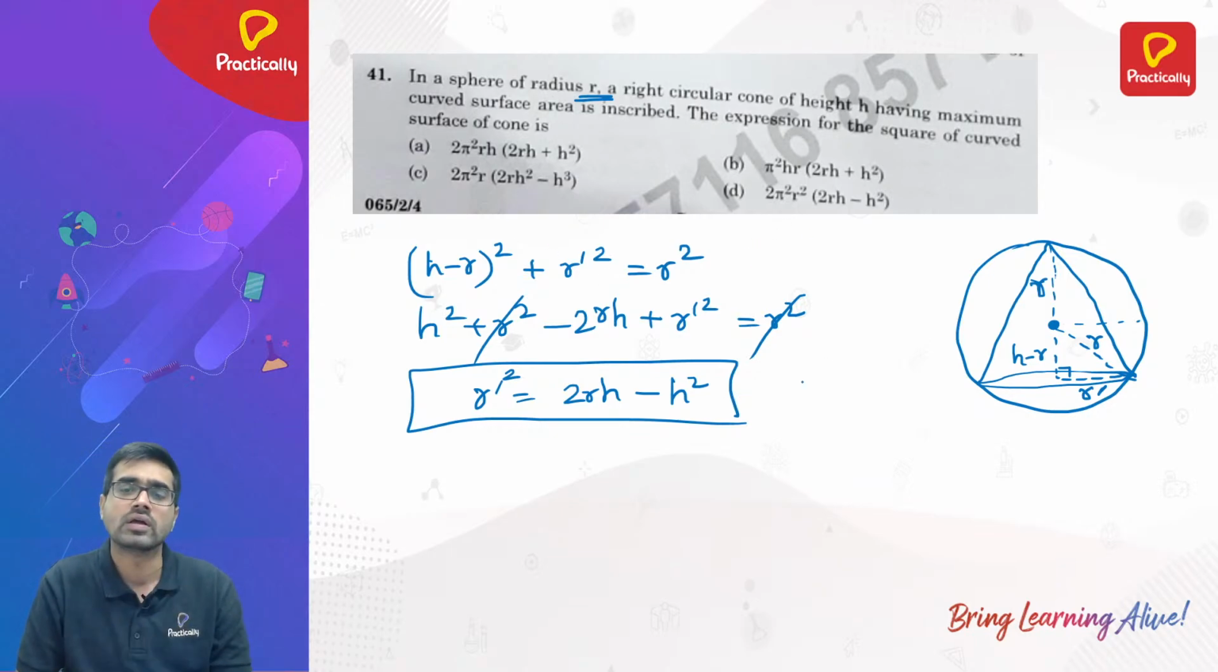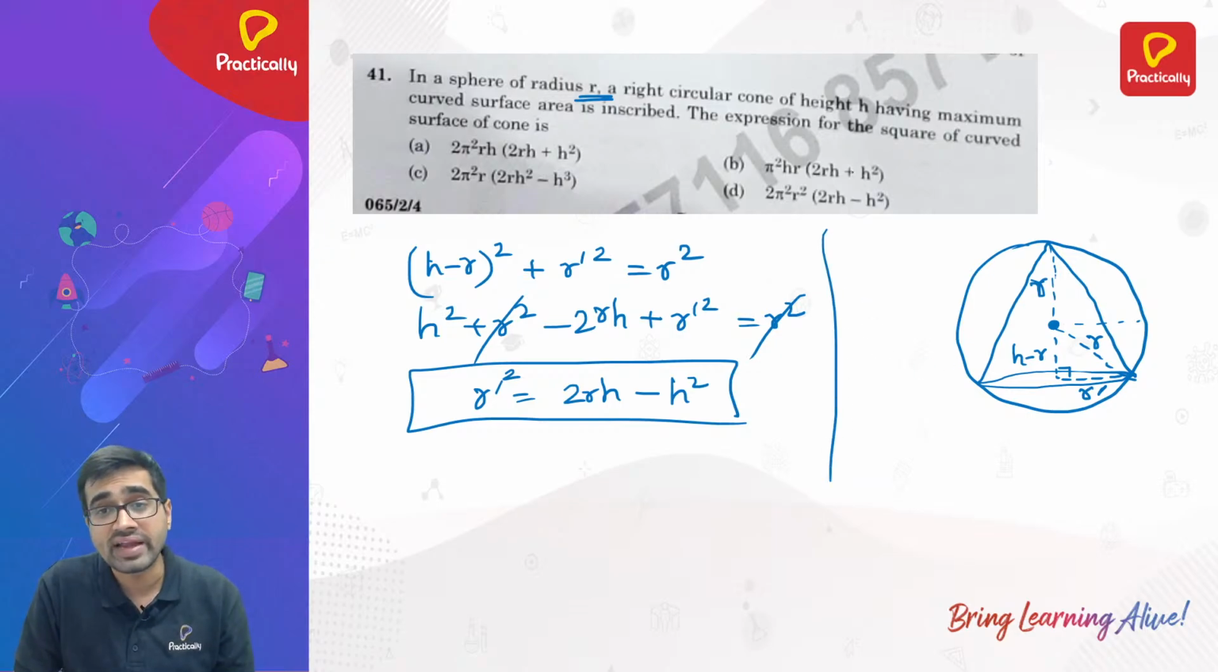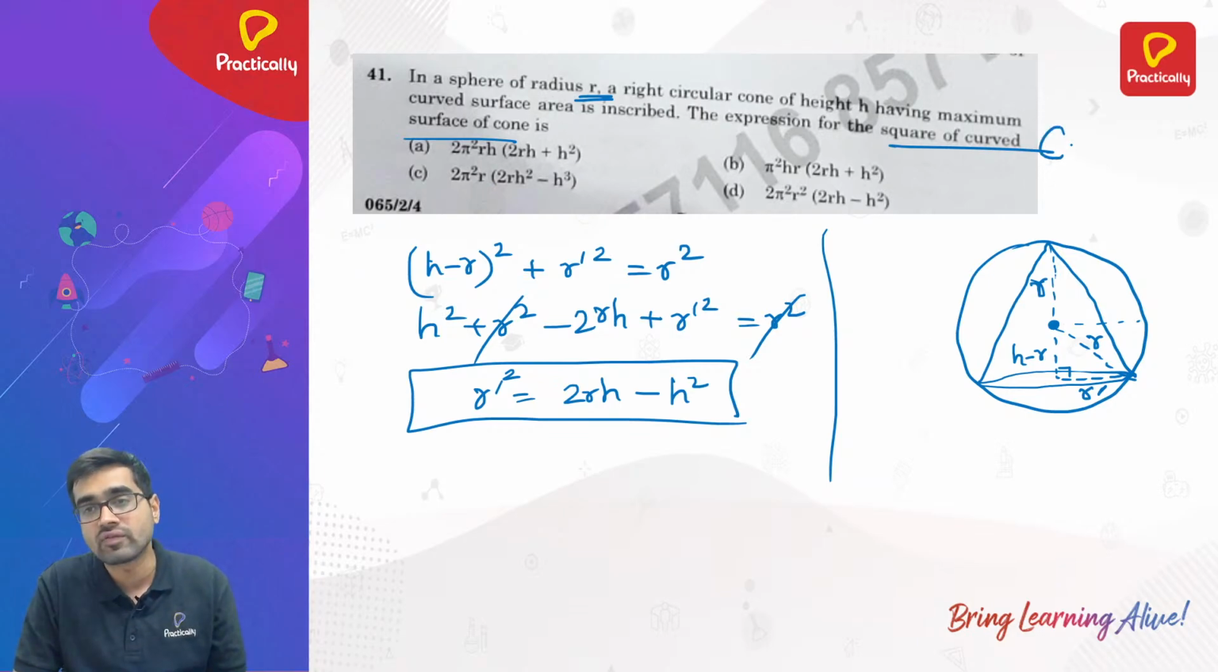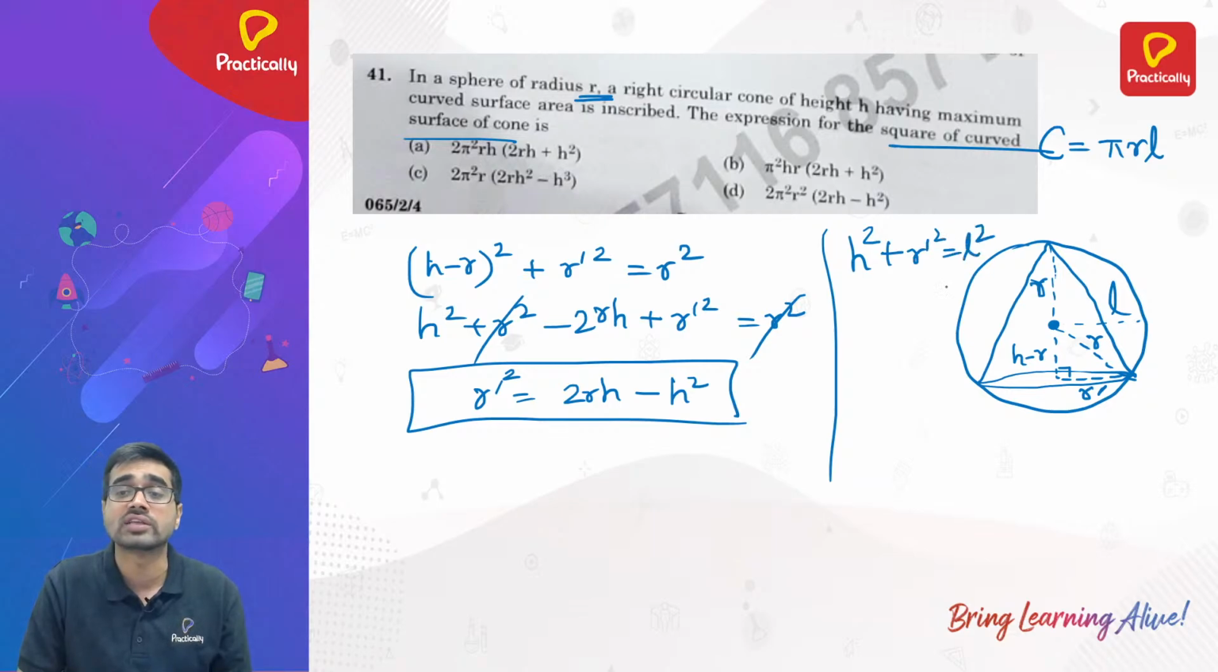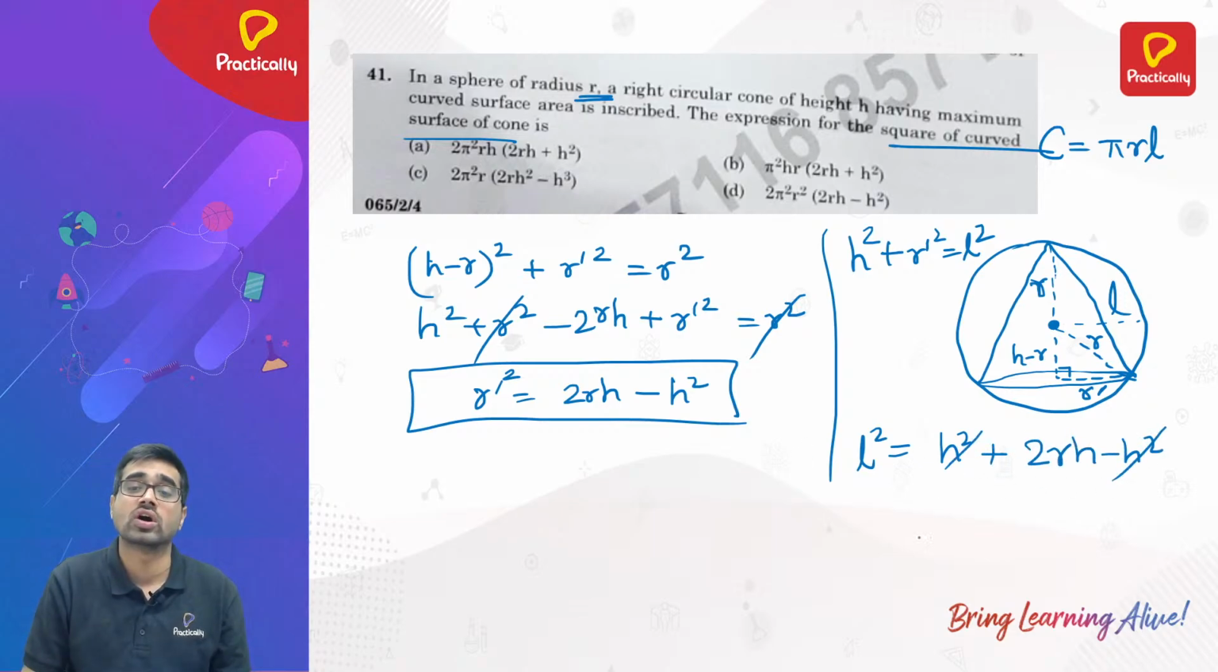No. So wait. Now you have to find the expression for the curved surface square. Curved surface of a cone is what? Pi r l. What is the slant height? Here it is. Can you see this is complete h? Yes. h square plus r dash square will be equal to l square. So l square is h square plus r dash square, which is nothing but 2rh minus h square plus h square. So this is gone. So this is 2rh, l square.